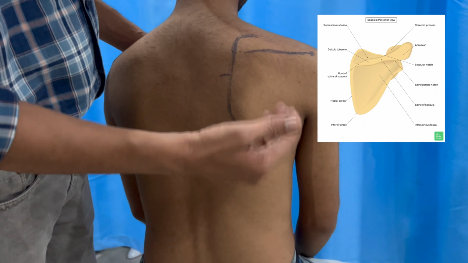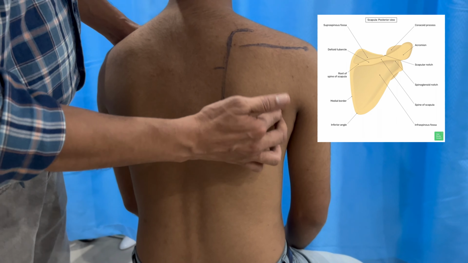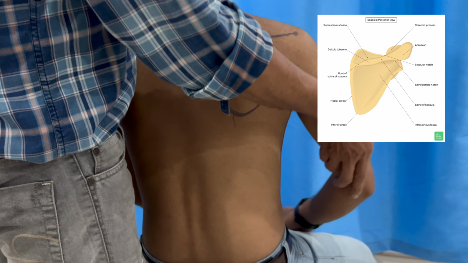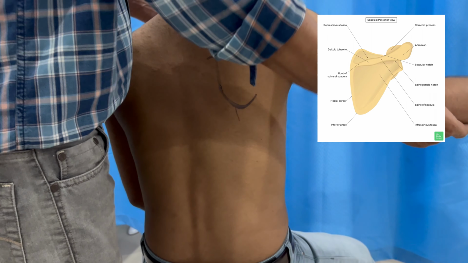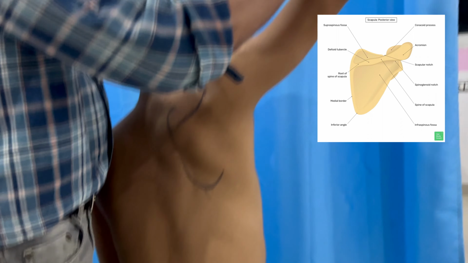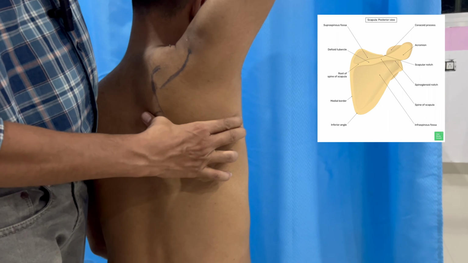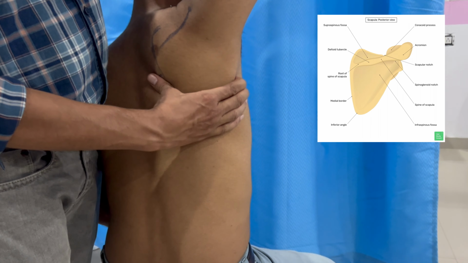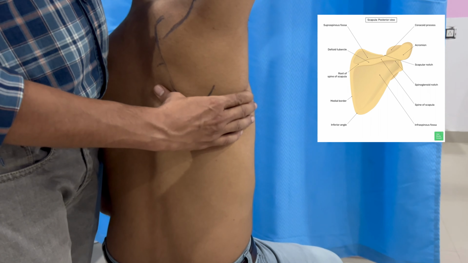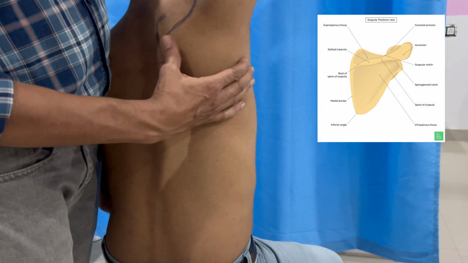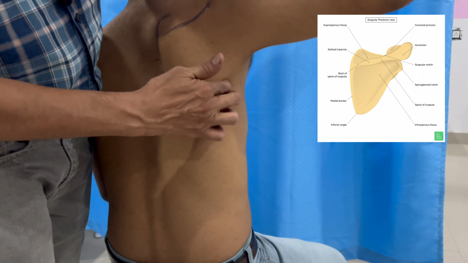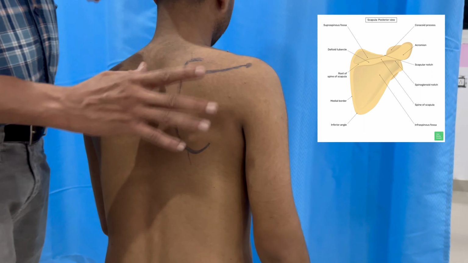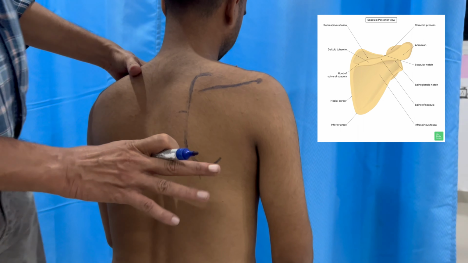So I think all the bony landmarks are covered. If you want to identify the lateral border of the scapula, simply you have to ask the patient or subject to abduct the arm. It is bulging out laterally. See, hard bony consistency is found over there. So this is the lateral border of the scapula. So I think all the bony landmarks I have discussed.